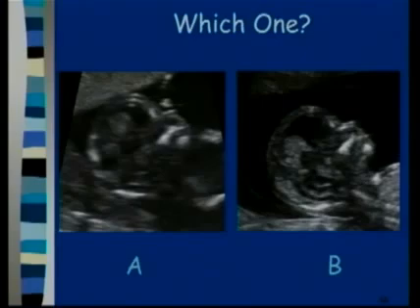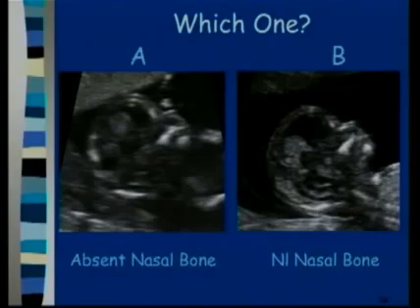Okay, would you rather be fetus A or B? And these are looking at the region of the nasal bone on fetuses that are being scanned for nuchal translucency screening. Well, it ends up that A has an absent nasal bone or delayed ossification. It's not really that there's no nose, it's just that it's delayed. And B has a normal nasal bone.